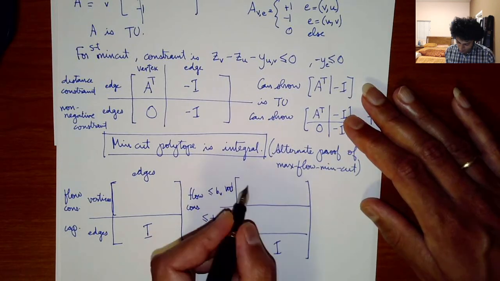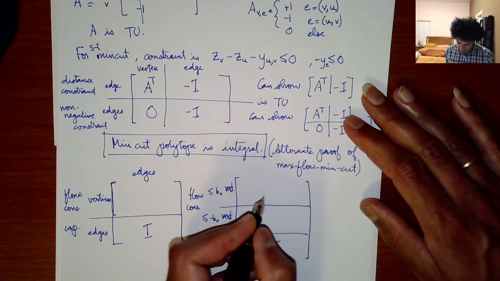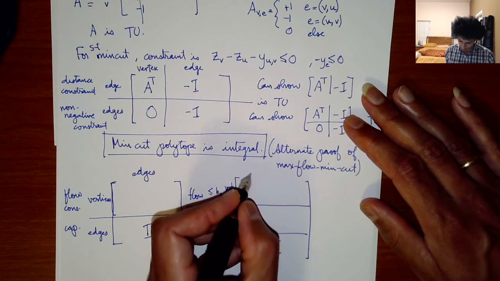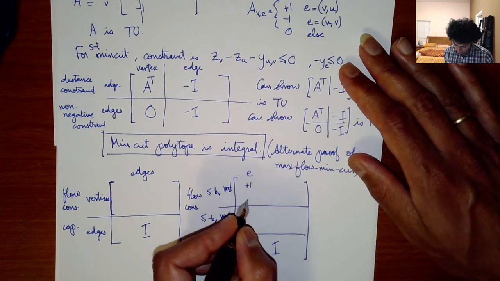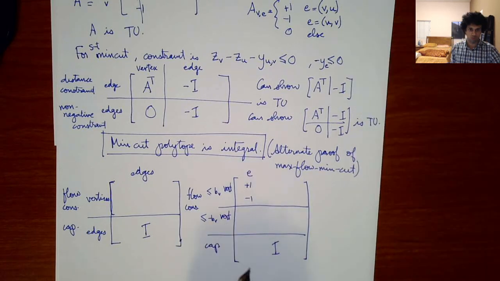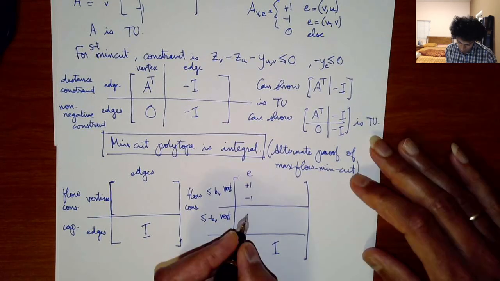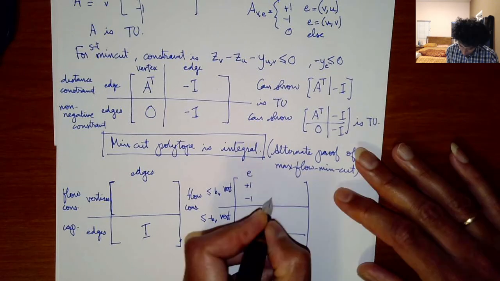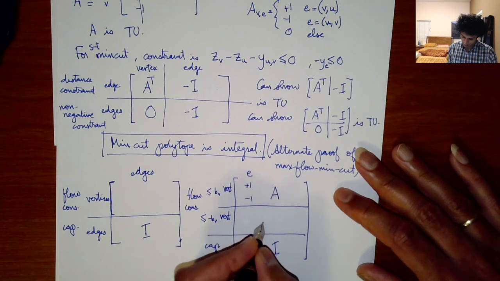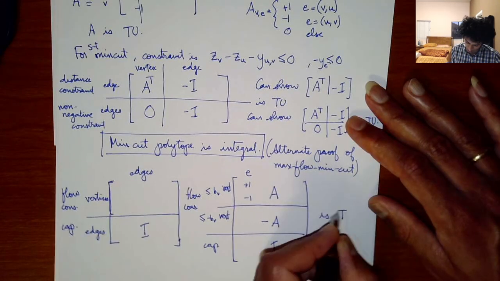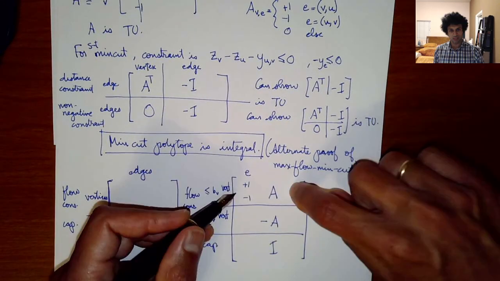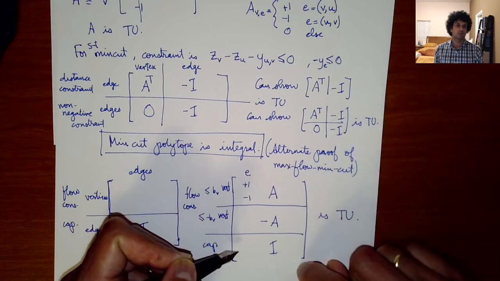But if you look at any one of these blocks here, this is exactly going to be the edge incidence matrix, because for every edge, it's going to appear in two constraints, once with a +1 and once with a -1. And here it's just going to be flipped. So this matrix is A, this matrix is -A, and then you have the identity, and you can argue this is also going to be totally unimodular, because A is totally unimodular. So this will be totally unimodular.